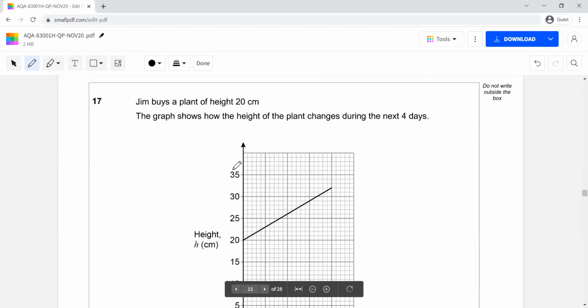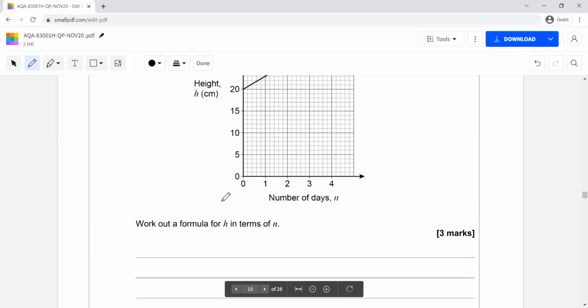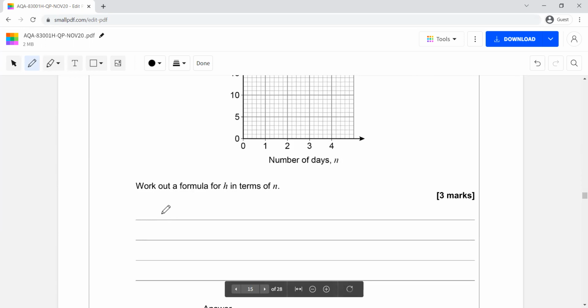Question 17. Jim buys a plant of height 20 centimeters. The graph shows how the height of the plant changes during the next 4 days. Work out a formula for h in terms of n. Okay, so I'm going to do change in y over change in x to get the gradient, because just think about this as a straight line.